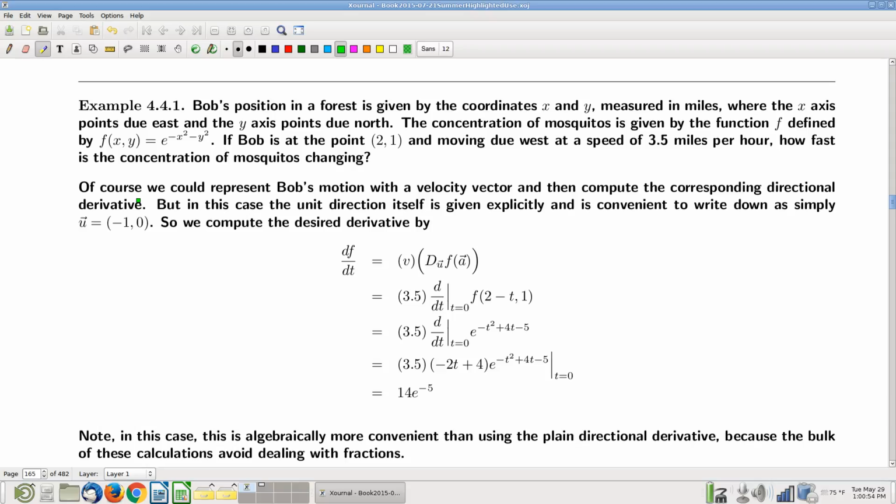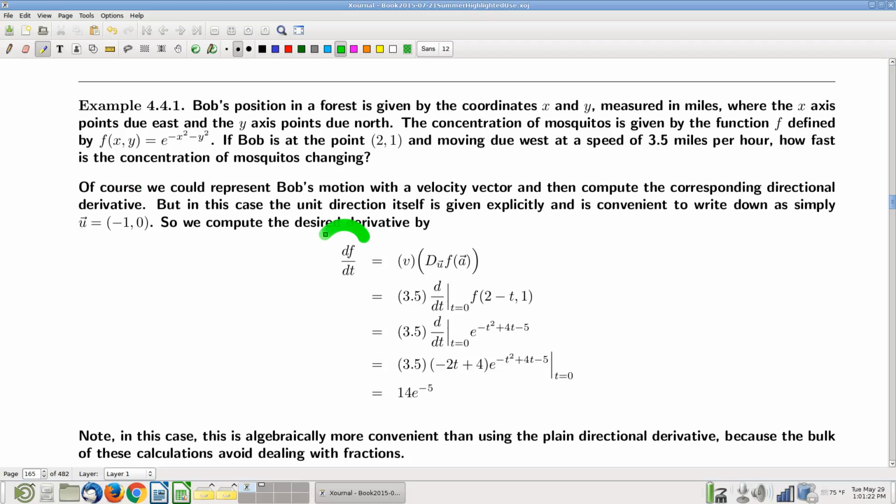Okay, so let's suppose that you are at this point, and you're moving with that velocity. So we have an A, we have a V. What's the rate of change of this function? How fast? Very relevant question, by the way. How fast is my mosquito experience going down? You're going to want to know that.